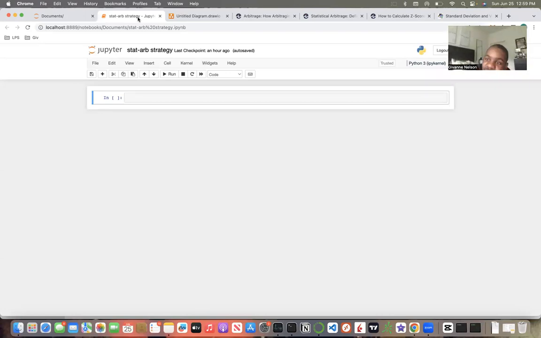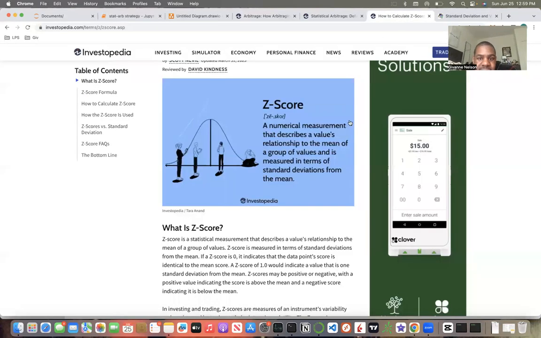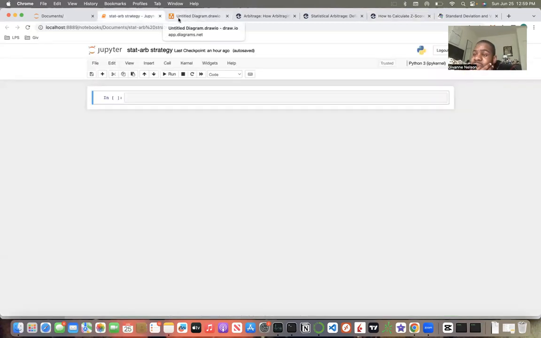So we're gonna focus on z-scores. A z-score, as we said here, states the relationship from the mean for a group of values in terms of standard deviations. For most quants, they use about 2.5 standard deviations. So if equity goes 2.5 standard deviations away from the mean, most quants look into trading it in the direction of the mean. They think that's like an alert to trade in that direction.